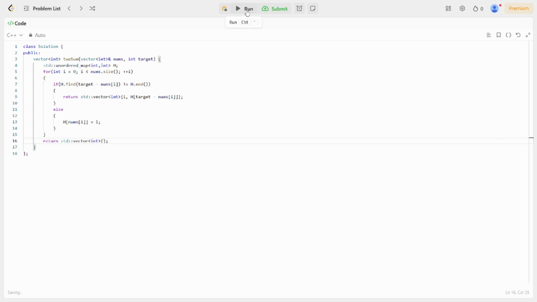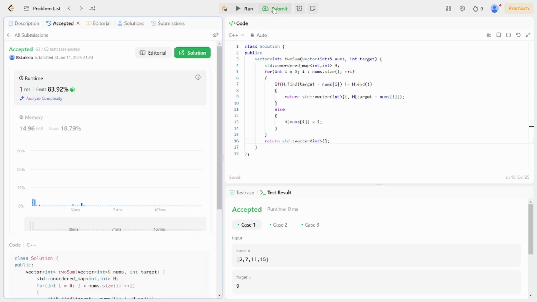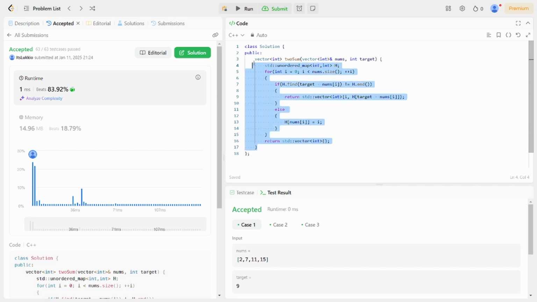Now, first of all, let's run it on the simple test cases to see if it works fine. Perfect, all the test cases are passed. Let's submit it just to see the running time. And there you go. So this is the solution with the hash maps for this problem.